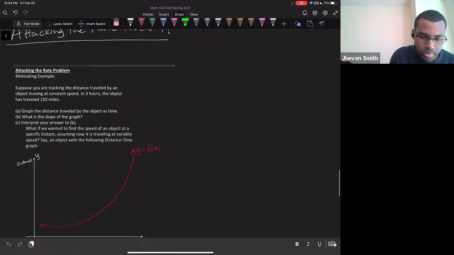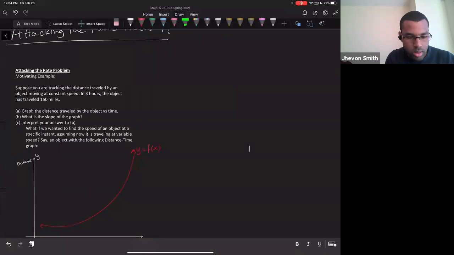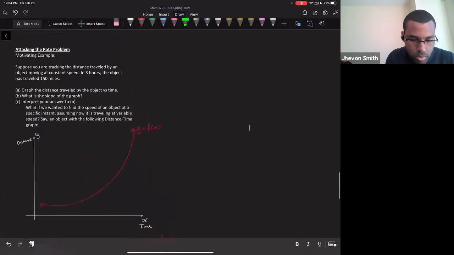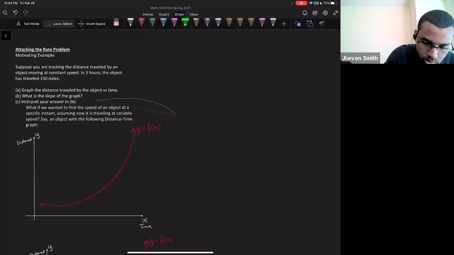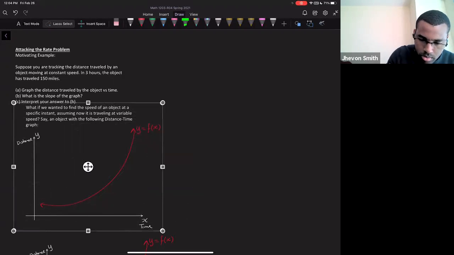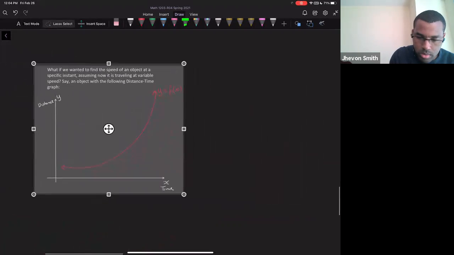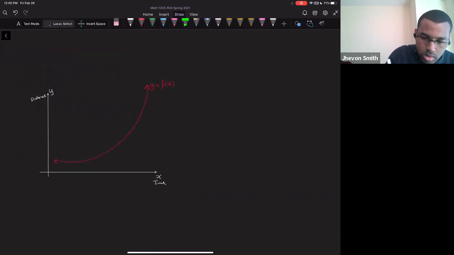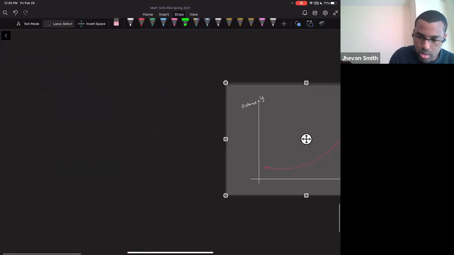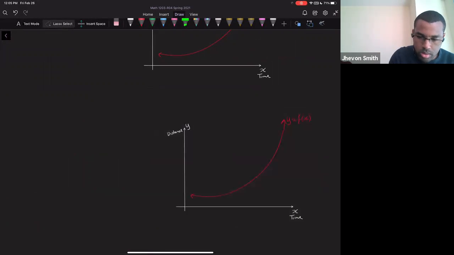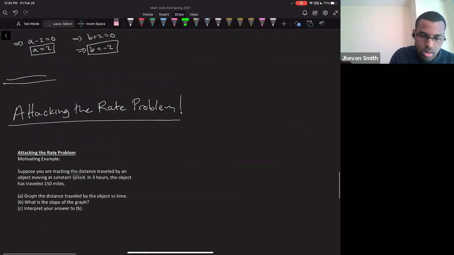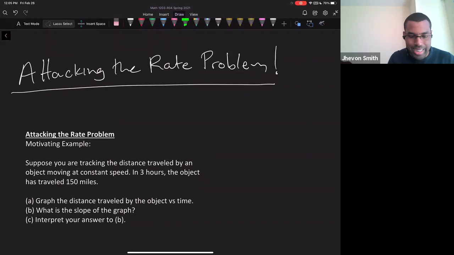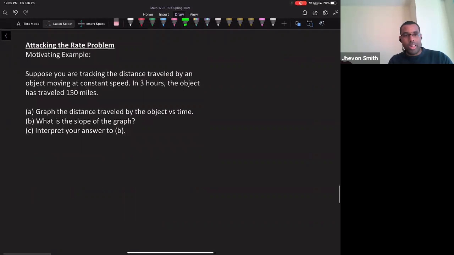Attacking the rate problem. Okay, so what we're going to do first is an example that hopefully you will find enlightening and motivating. So we're going to attack the rate problem.